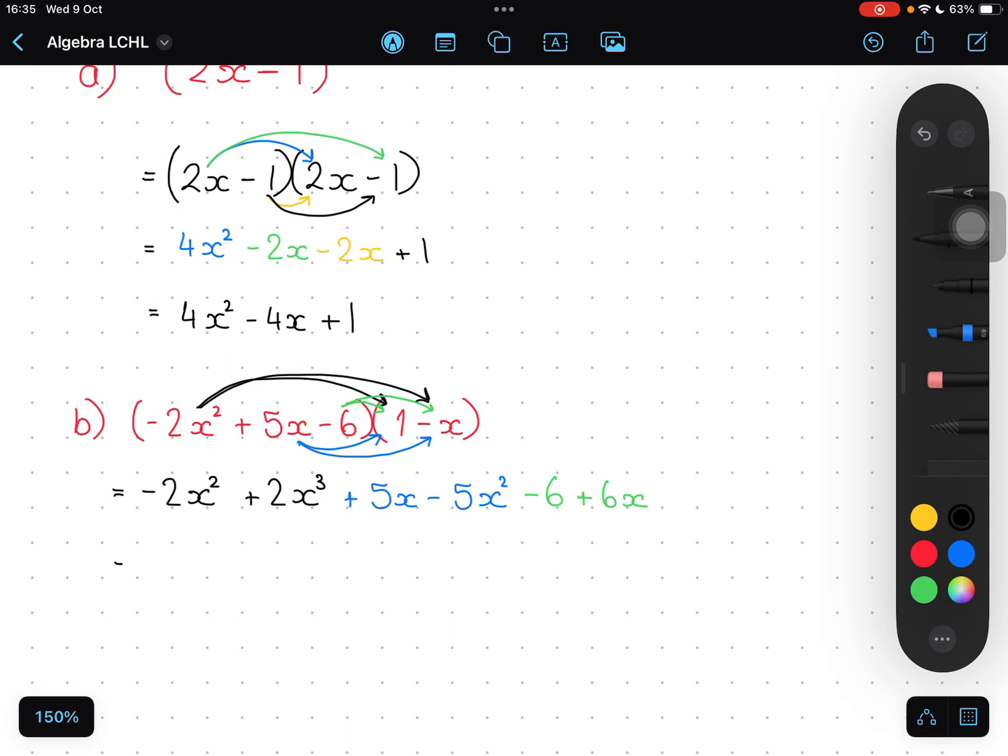Okay, we have to go through this and simplify. There's so much stuff for us to simplify here. The x cubed doesn't have any like terms, so it just gets carried down. So it's a 2x cubed. Okay, then we have a couple of x squareds. So we have minus 2x squared minus 5x squared, which is going to give me minus 7x squared. We have a plus 5x and a plus 6x, which is going to give me plus 11x. And then the minus 6 doesn't have any like terms, so that gets carried down.